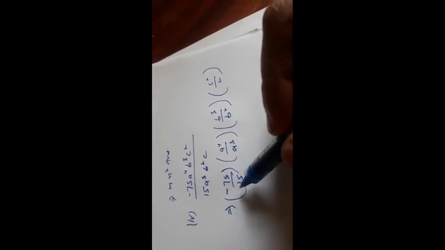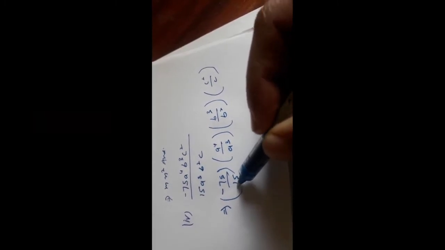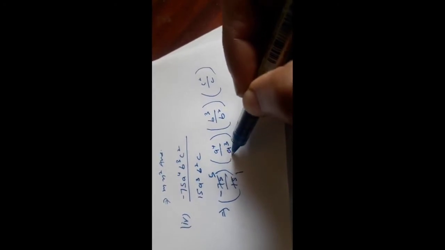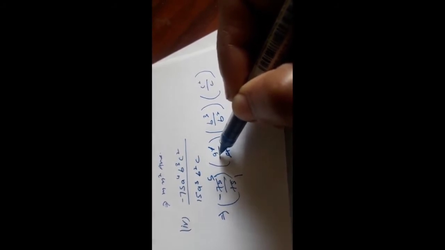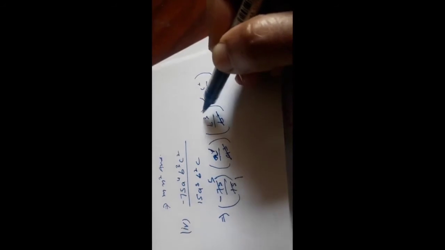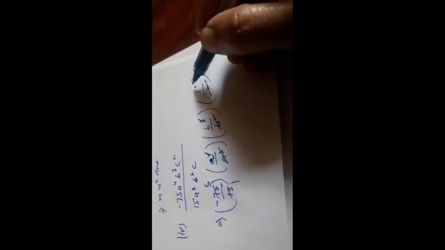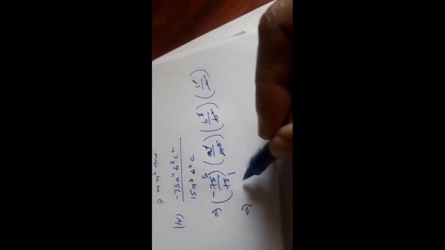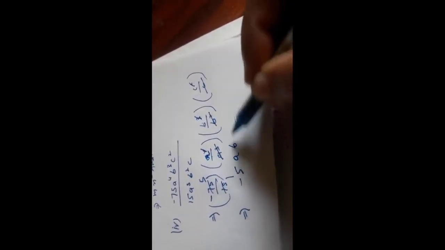So let's see how we can simplify it. 15 ones are 15 and 15 fives are 75. This a cube will get cancelled with a raised to the power 4, so only a single a will be left with us. Now b square will get cancelled with b cube, only a single b will remain here, and this c will get cancelled with c square, only a single c will remain here. So our answer would become minus 5abc.